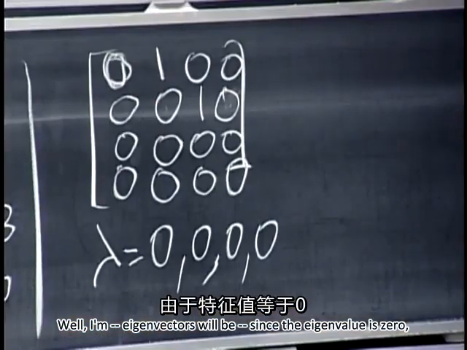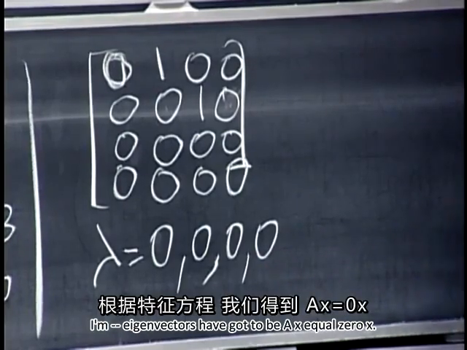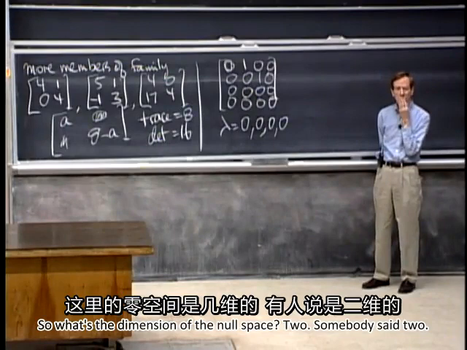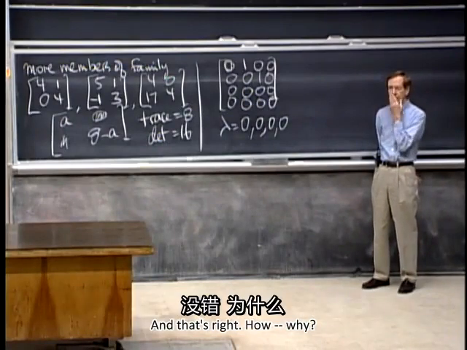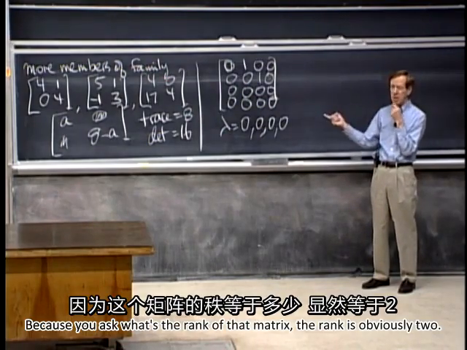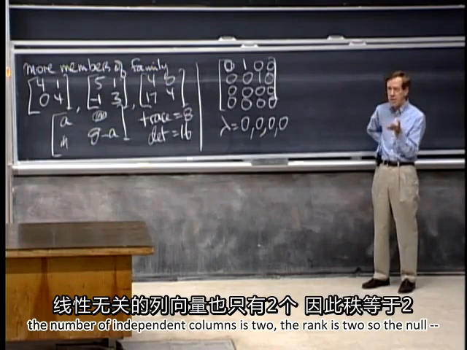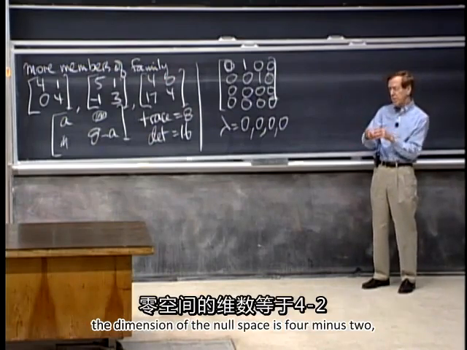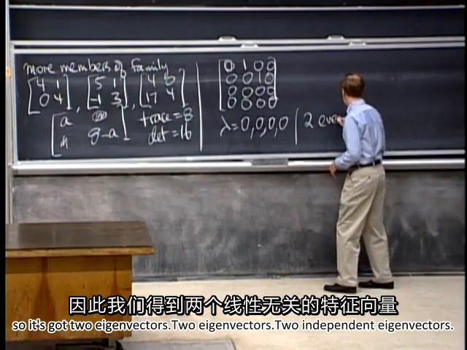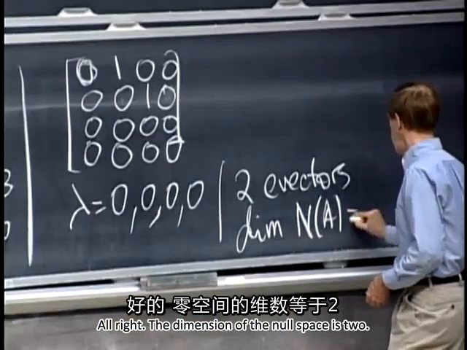Well, since the eigenvalue is 0, eigenvectors are in the null space, right? Eigenvectors have got to satisfy Ax equals 0x. So what's the dimension of the null space? 2. Somebody said 2. And that's right. Why? Because you ask, what's the rank of that matrix? The rank is obviously 2. The number of independent rows is 2. The number of independent columns is 2. So the dimension of the null space is 4 minus 2. So it's got 2 independent eigenvectors. The dimension of the null space is 2.